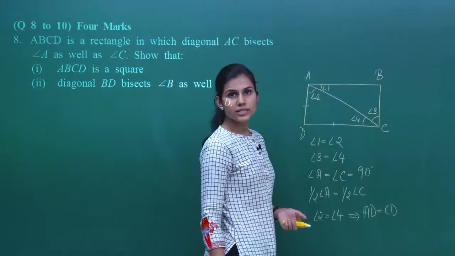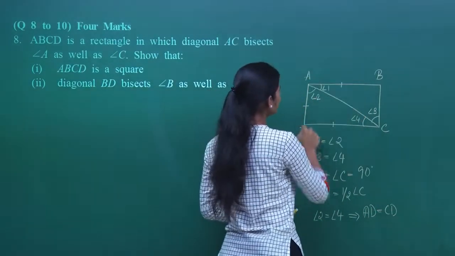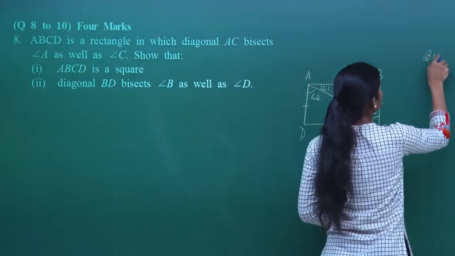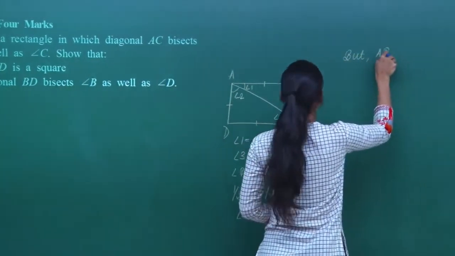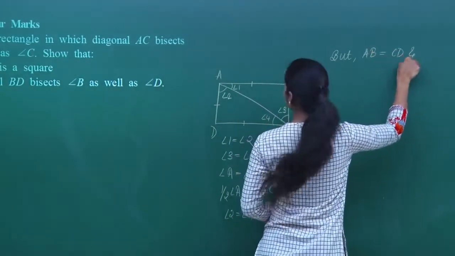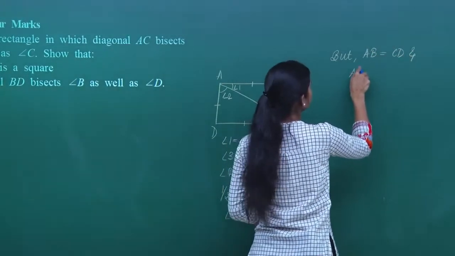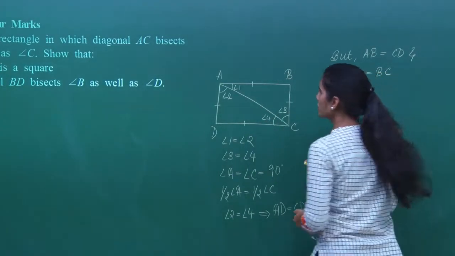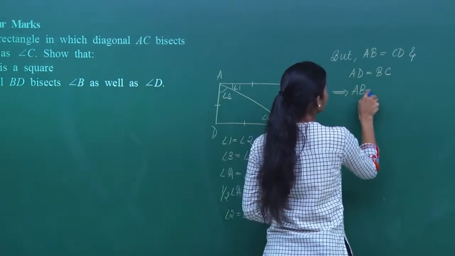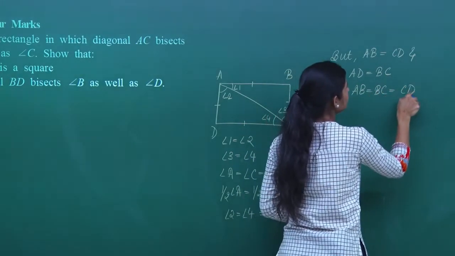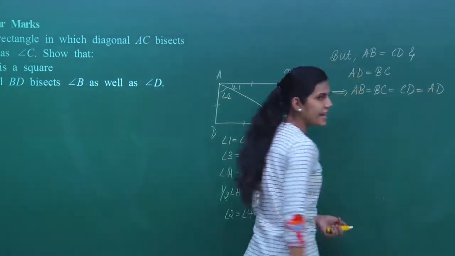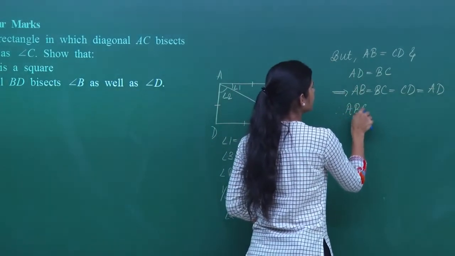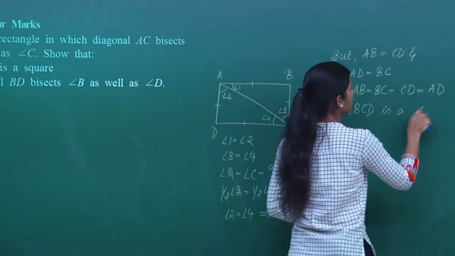But in a rectangle, opposite sides are equal. So CD is same as AB and AD is same as BC. Fine. But AB is same as CD and AD is same as BC. Right? So eventually you get AB is same as BC, is same as CD, is same as AD. A rectangle in which all sides are equal is a square. So therefore you get ABCD is a square.